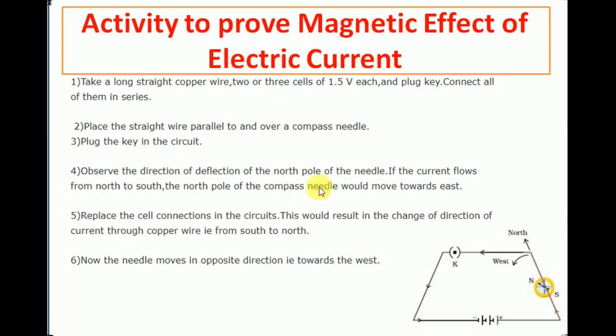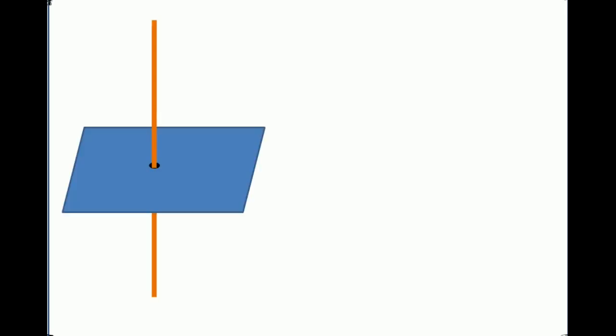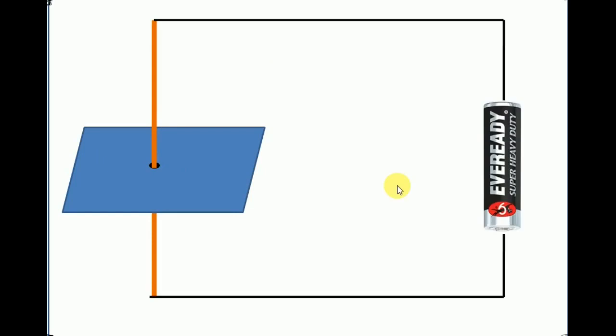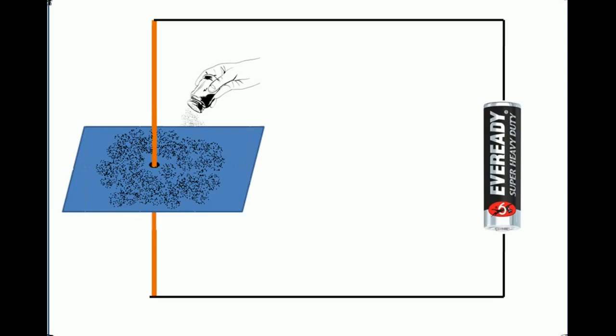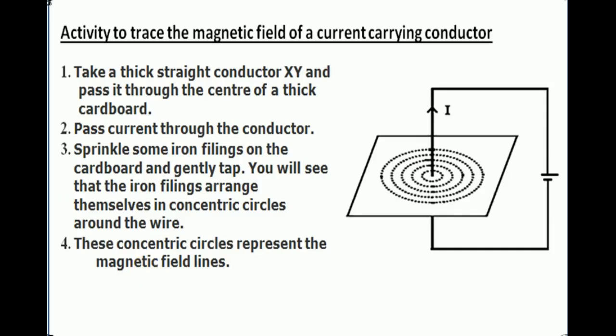This is the same experiment we have done in the beginning. We'll see the pattern of magnetic field of a straight conductor. For that we take a straight conductor and pass it through a cardboard and connect it to a cell. Now we'll sprinkle some iron dust on the cardboard and give a gentle tap on the board, then we'll get the magnetic field. So this is the pattern. We can see these are the circles around the conductor. This is the activity that we have done.